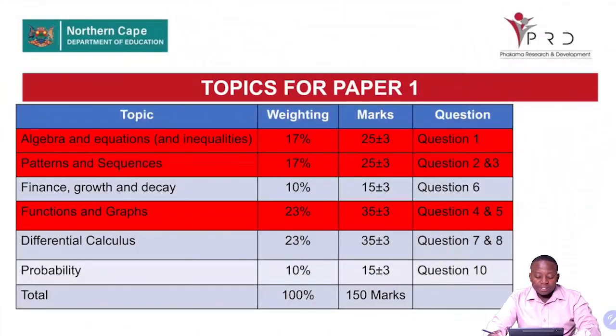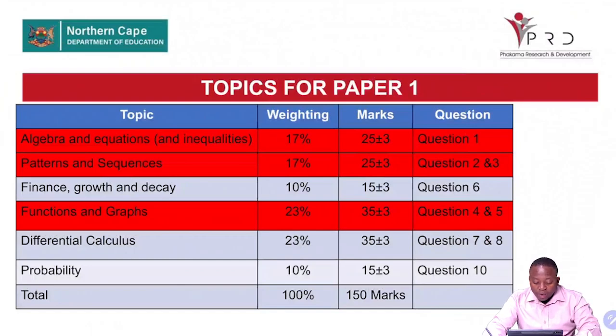Now, this is the structure of our grade 12 paper. Question 1 is algebra and equations. Question 2 and question 3, that is where we have sequences and series, patterns and sequences. Question 4 and 5, we have functions and graphs. Question 6, finance, growth and decay. Question 7 and 8, including 9, where we talk about optimization in 9. It is differential calculus. And question 10, which is our last question, will be probability.